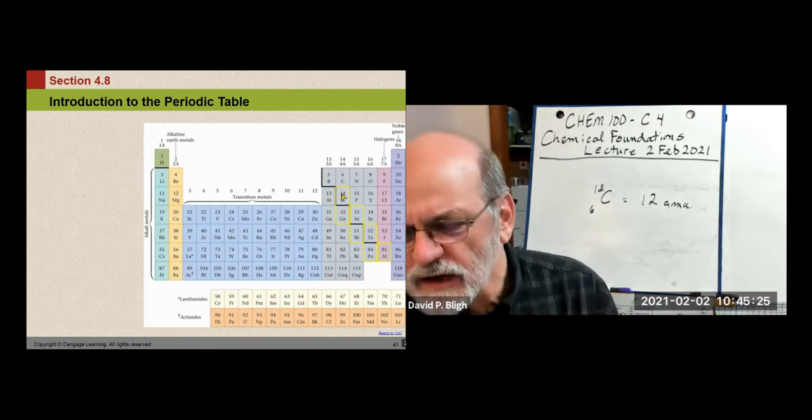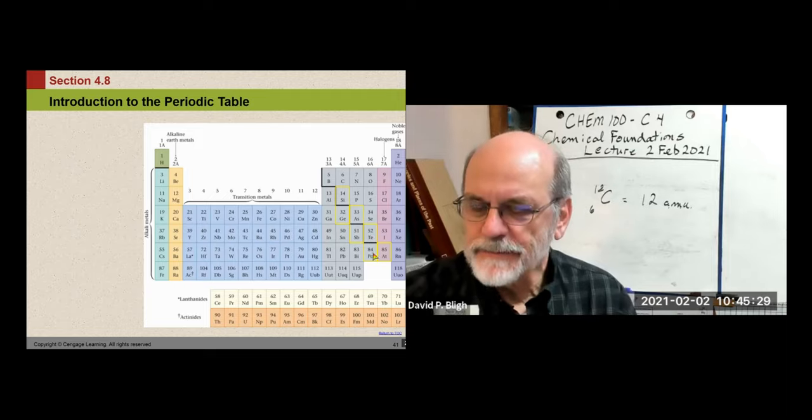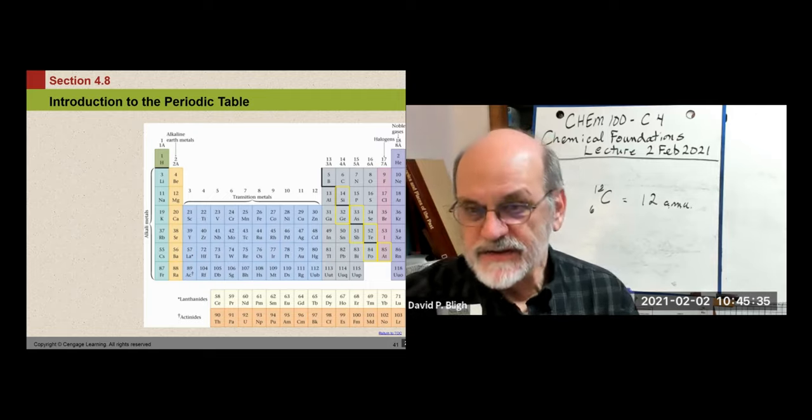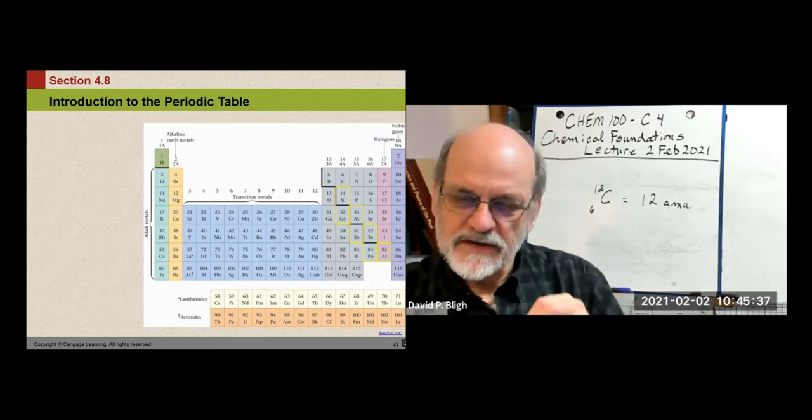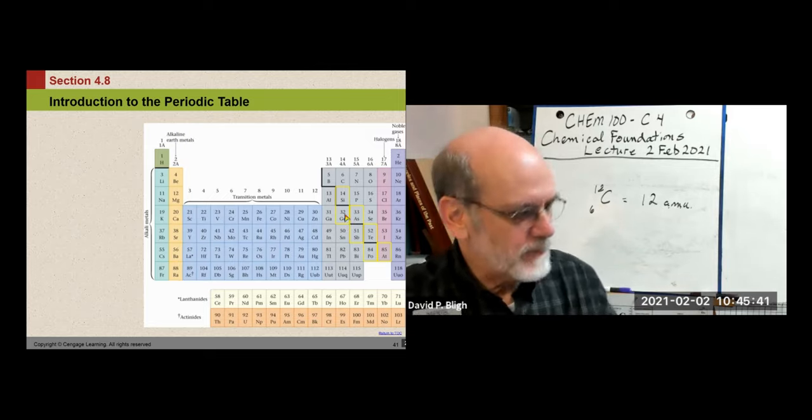Now, why do I have these yellow blocks in here? These yellow blocks identify elements that are often called metalloids, which means sometimes they behave like metals, sometimes they behave like nonmetals.